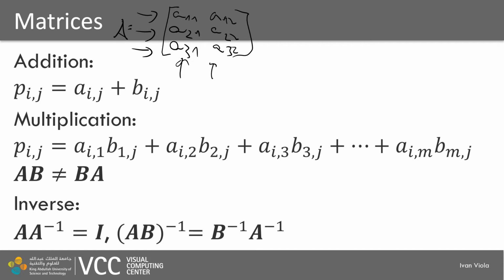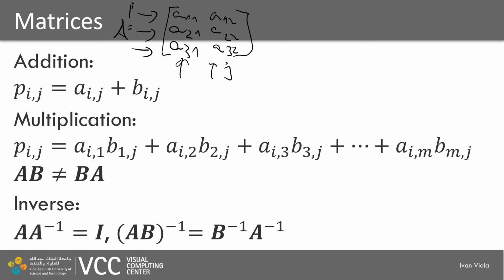So the first element, the i element, is indexing the rows, and the second element, the j, is indexing the columns. We can perform various operations on matrices, such as, for example, addition. An addition is an operation where we are simply summing up the individual components.